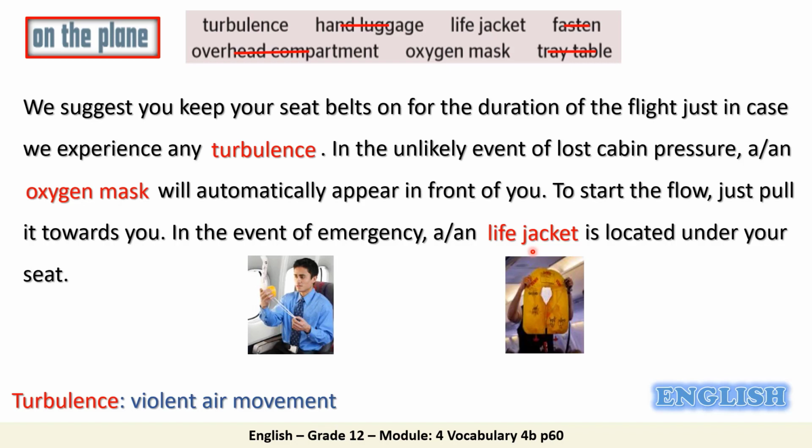Very good. Again, to improve your speaking skill, you can read it out loud. Complete your reading aloud. Something like, we suggest you keep your seat belts on for the duration of the flight, just in case we experience any turbulence. In the unlikely event of lost cabin pressure, an oxygen mask will automatically appear in front of you. To start the flow, just pull it towards you. In the event of emergency, a life jacket is located under your seat. Okay, once you have finished, please continue.